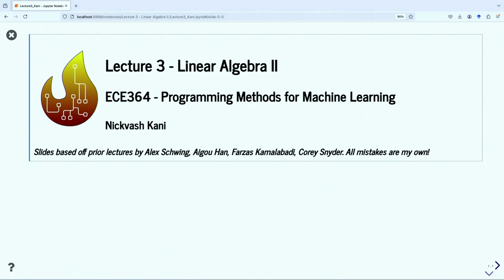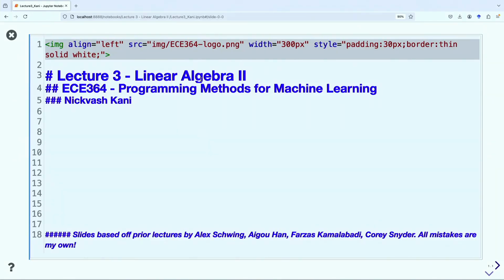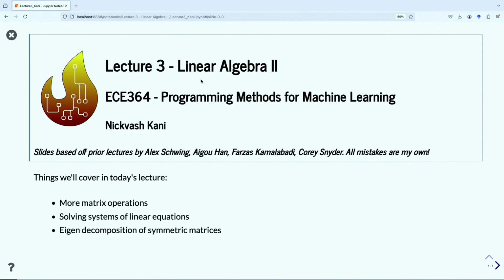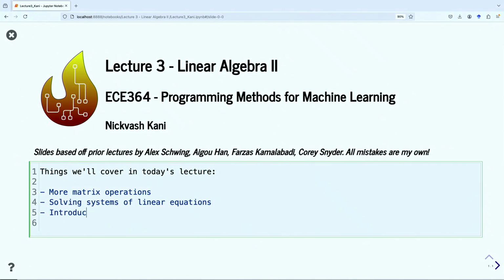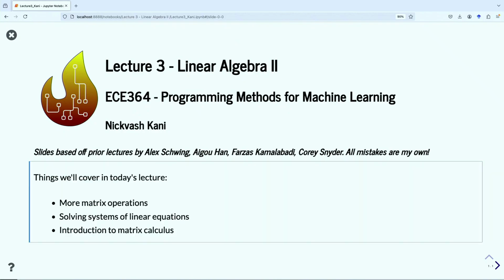And today is the fourth lecture in 364 in our course, and today we're going to be talking about linear algebra, but just not linear algebra, a whole bunch more, including more matrix operations, solving systems of linear equations. I actually got rid of eigendecomposition. We're basically going to do an introduction to matrix algebra and an introduction to matrix calculus. Okay. All right. So those are the big three we want to get through.